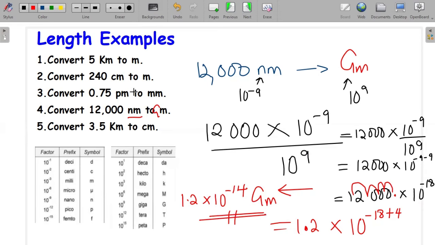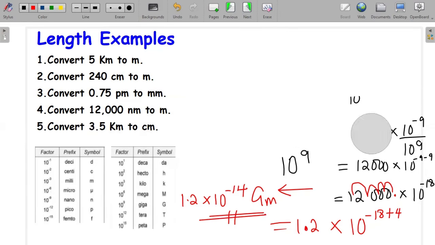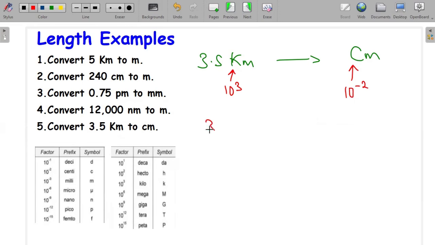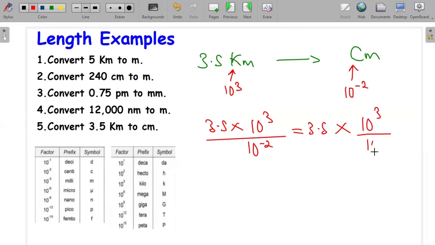Okay, so let's look at the last one on length, and then we move to mass. Here we have 3.5 kilometers, and we are converting it to centimeters. This kilo is 10 to the power 3. This centi is 10 to the power minus 2. So this will be 3.5 multiplied by the kilo, which is 10 to the power 3, divided by 10 to the power minus 2. This is the same as 3.5 multiplied by 10 to the power 3 over 10 to the power minus 2.